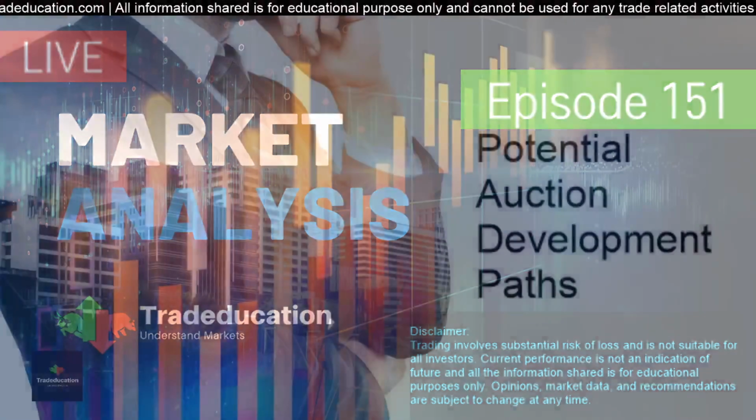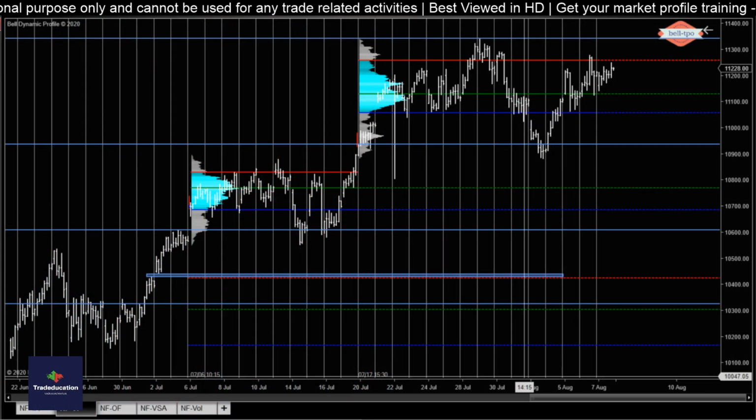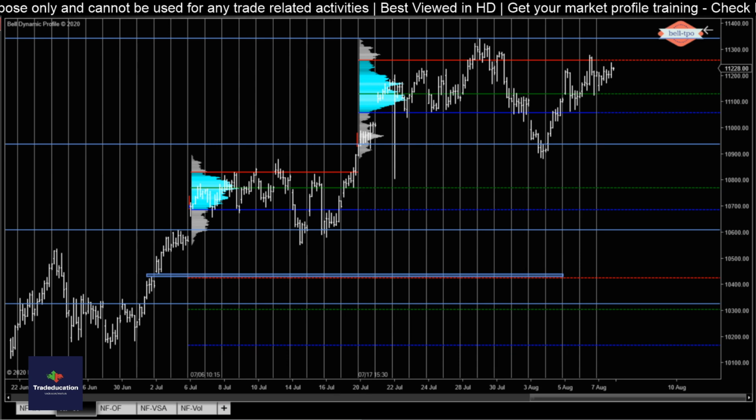Okay, so with that, let's look at what happened last week. What was the auction development path, and from an intraday perspective, what can be the potential auction development paths for today? Okay, so let me quickly share my screen. And first of all, we are looking at the hourly chart of Nifty's continuous contract.